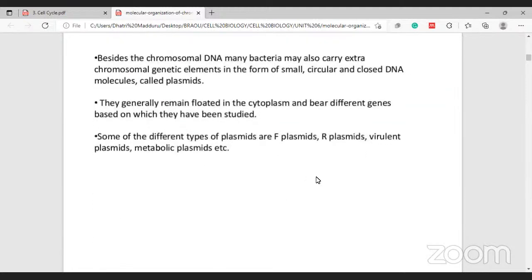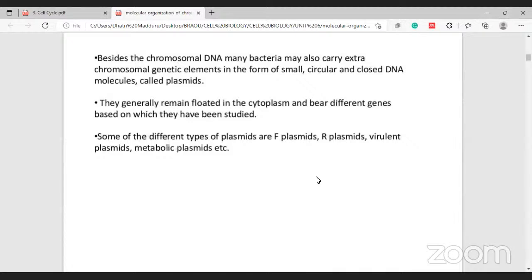So besides chromosomal DNA, many bacteria have some extra chromosomal genetic material, which are small circular and closed DNA molecules called plasmids. These plasmids can replicate themselves and they have some markers. Therefore, scientists exploited these plasmids and started using them as vectors for transferring genes.